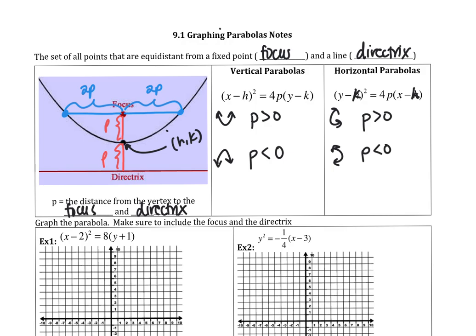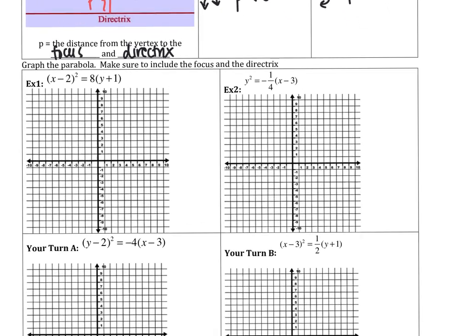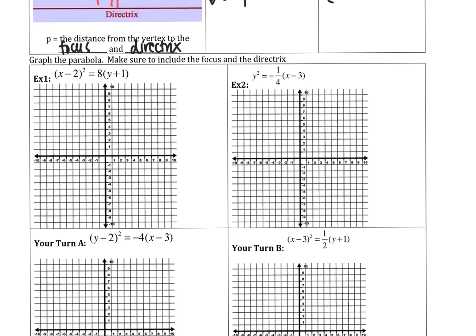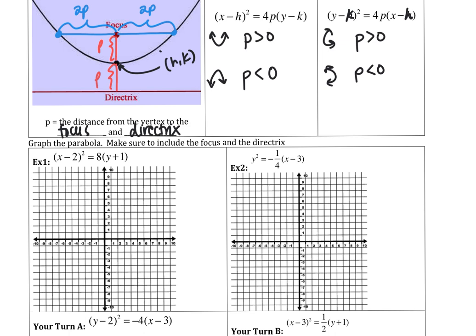All right, let's look at some examples. Let's just get right into it. All right, graph the parabola, make sure to include the focus and directrix. First things first, we're going to decide, does this parabola open vertically or horizontally? And we can see that we have the x minus h term being squared. Therefore, this parabola opens vertically.